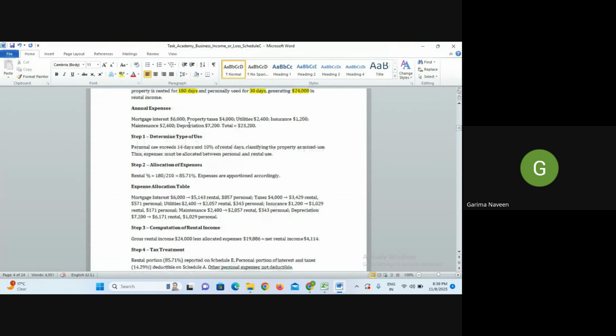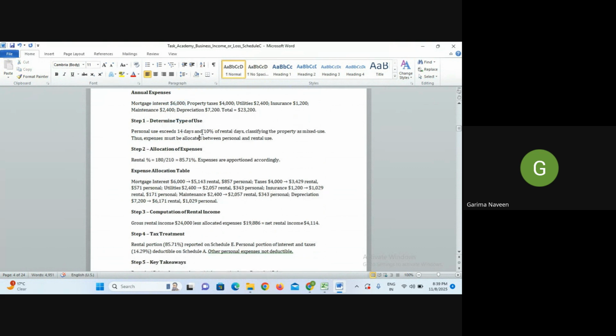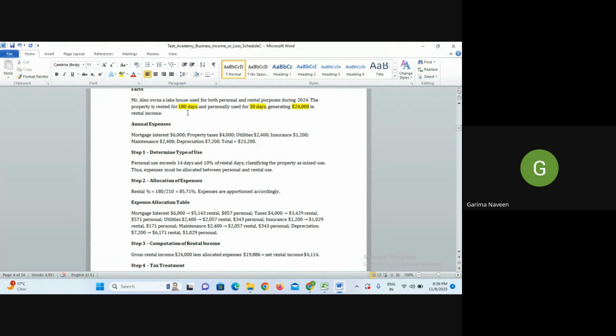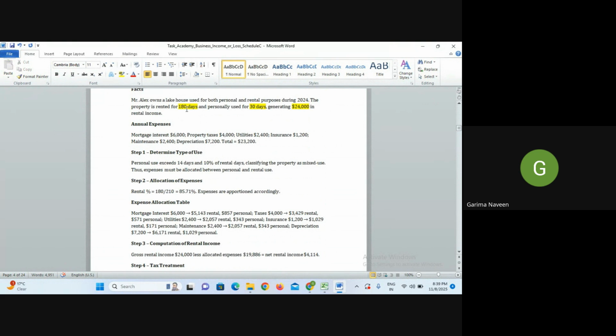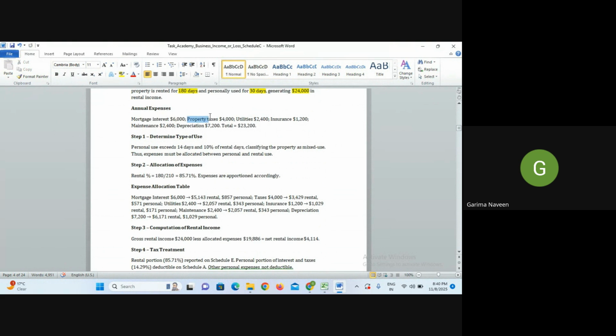Now coming to the expenses part, you have your mortgage interest, property taxes, utilities, insurance, maintenance, depreciation. Again, you can prorate these expenses between your personal and rental use. Now, expenses related to your rental activity you can deduct in Schedule E. And for expenses related to your personal use, you can only deduct property taxes and mortgage interest, not utilities, insurance, depreciation, and maintenance.